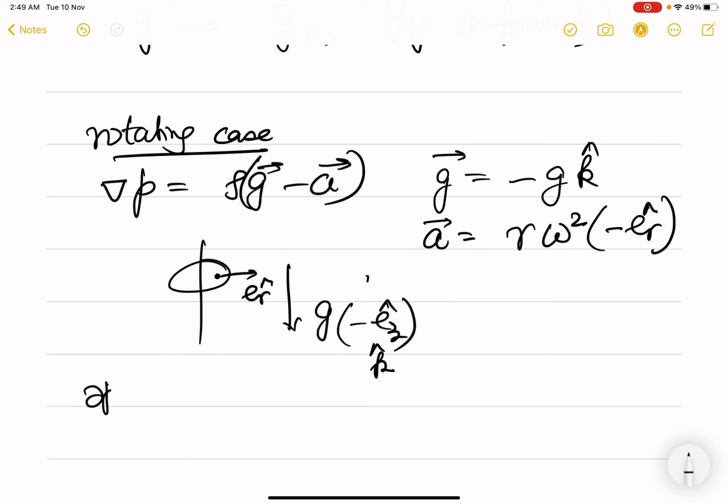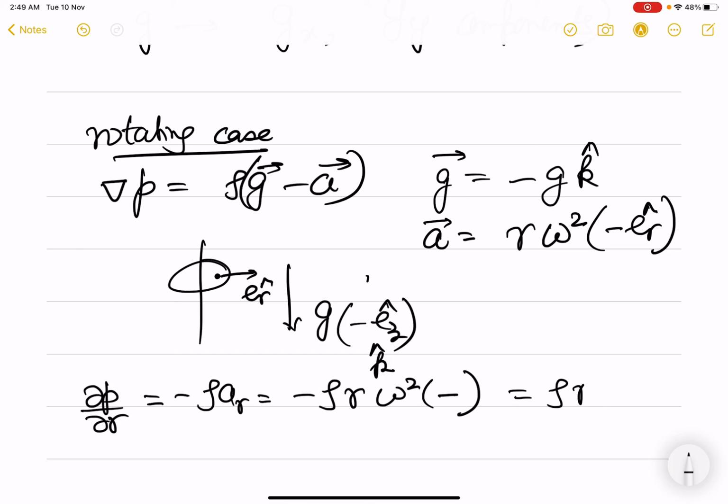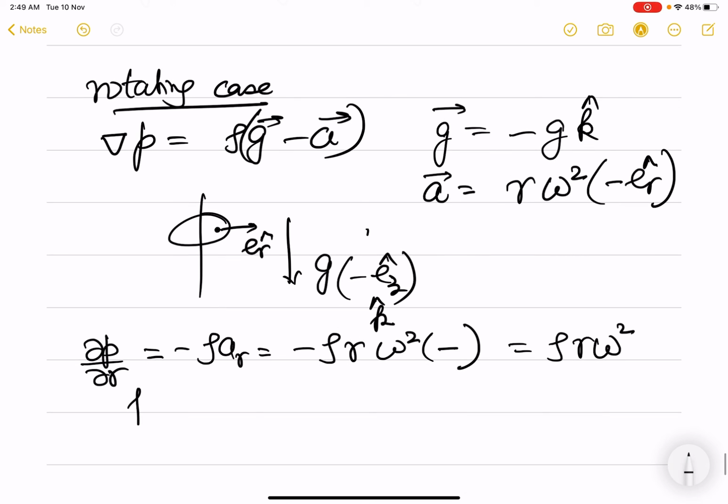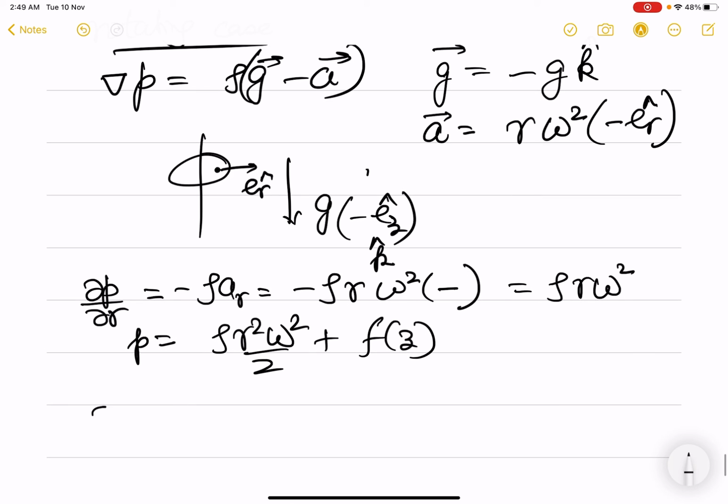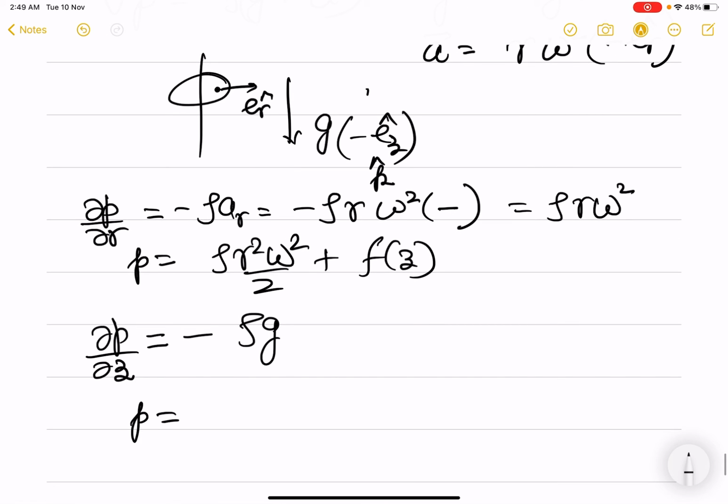So therefore dp by dr is equal to minus rho times a sub r, which is equal to minus rho times minus r omega square, so this becomes equal to rho r omega square, and therefore pressure will become equal to rho r square omega square by 2 plus f of z, and the other equation gives us partial p by partial z is equal to minus rho g, and eventually when you do this you'll get p is equal to rho times r square omega square by 2 minus rho gz plus c.